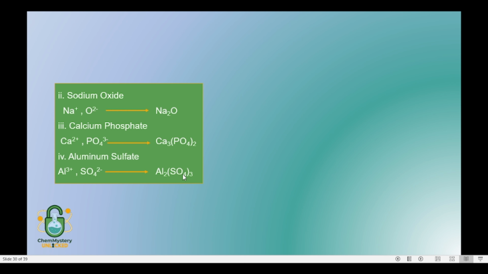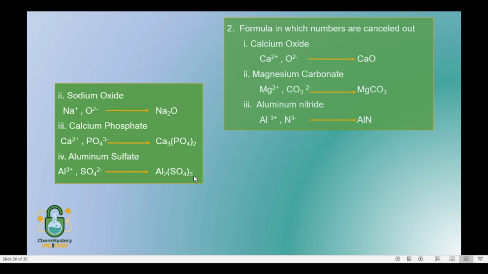Now let's move on to the second one, formulas in which numbers are cancelled out. We just learned the formulas in which numbers are not cancelled out. Now numbers are cancelled out, okay? First one is calcium oxide. For example, calcium oxide. Calcium has a charge of 2 plus and oxygen has a charge of 2 minus. So the charges are equal, so we just cancel the charges. So it comes out to be CaO.